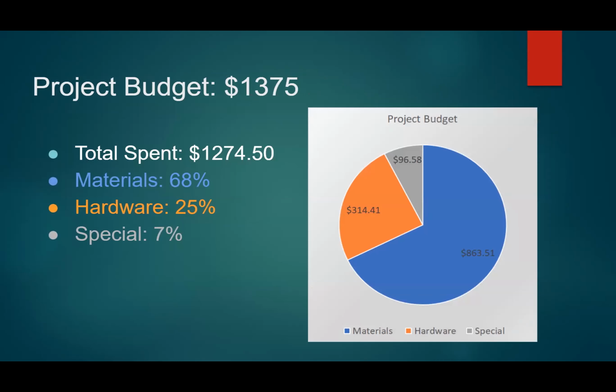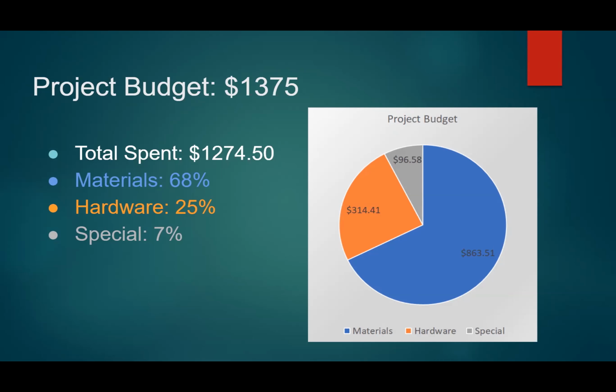Hello guys, Jared again. Before we wrap it up, I just want to talk about our budget a little bit. We were allotted $1,375, and we only spent about 100 below that, $1,274.50, so we're still 100 under budget. Here's a breakdown of which parts of our budget cost the most. The materials were by far the biggest category, coming in at 68%. This included the HDPE, which was the white paneling on the outside, and the raw material for the hitch insert.